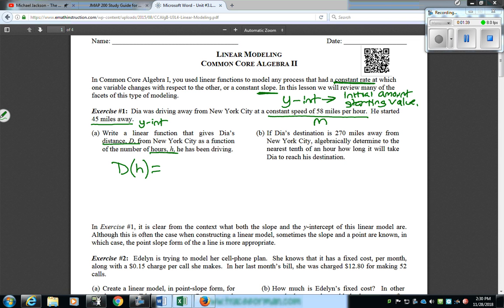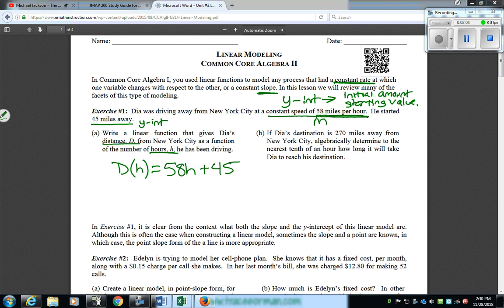And we're going to have 58 miles per hour. Because this is 58 miles per hour, this is going to be 58h. And we started 45 miles away, so that's going to be my y-intercept. I could use this in the calculator by putting y and x. And then for part B, generally they're asking you questions based on an equation that you create.